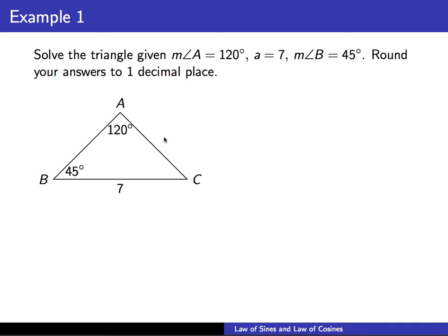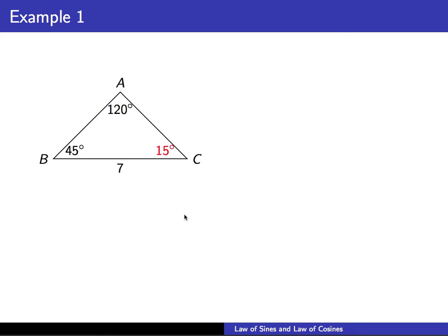As far as this triangle goes, we have to find the measure of angle C, the length of side C, and the length of side B, and we're going to round to one decimal place when we need to. So first up, let's use the fact that the angles of a triangle add up to 180 degrees, which means angle C is going to be 180 degrees minus 120 degrees minus 45 degrees, which means angle C is 15 degrees. So we'll label it in the picture. Now from here, we have to find the length of side B and the length of side C. It really doesn't matter which one we find first. So we'll find B first.